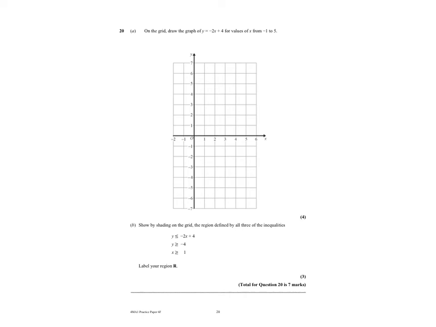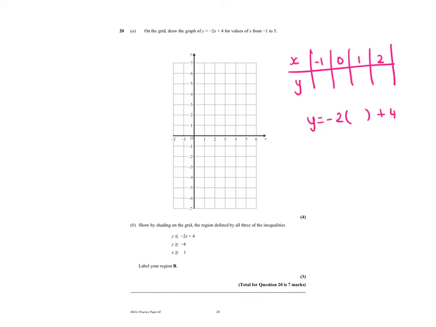Question 20. On the grid, draw the graph of y equals minus 2x plus 4. Now, we could do this a few different ways. We could draw a table where we have our x coordinates and our y coordinates. And we could start at minus 1, 0, 1, 2. And then for each value of x, I'm going to substitute in. So we know that y equals minus 2 lots of our x plus 4.